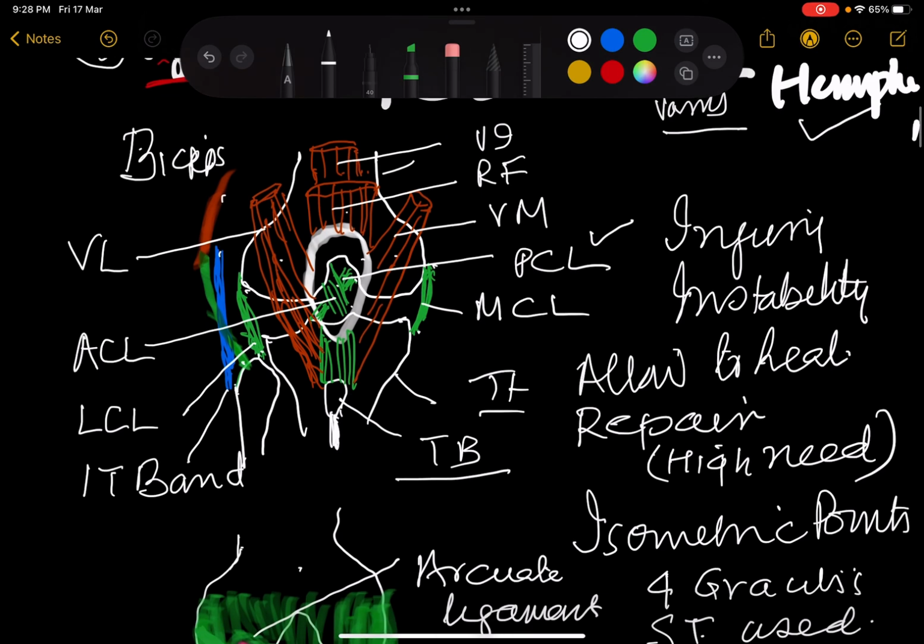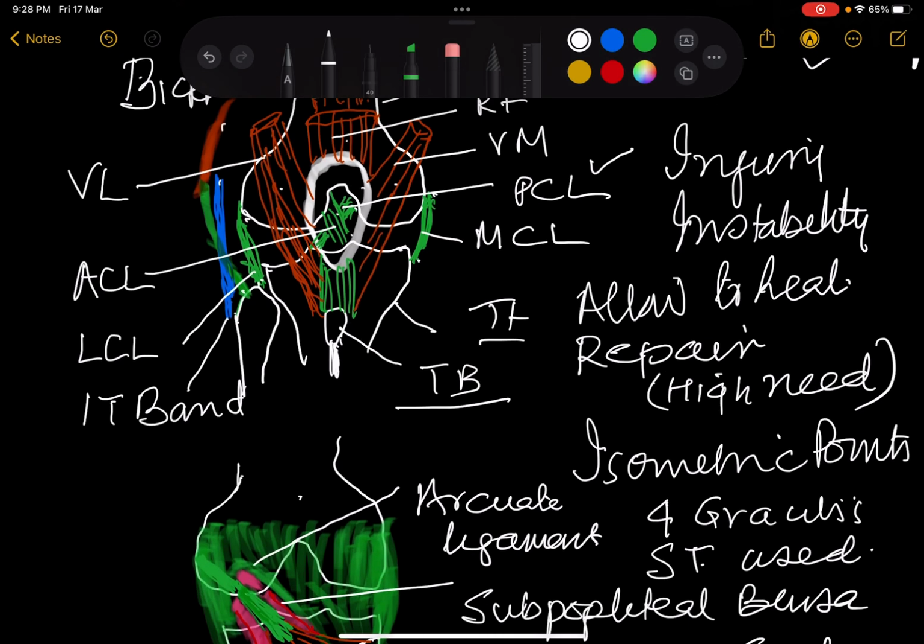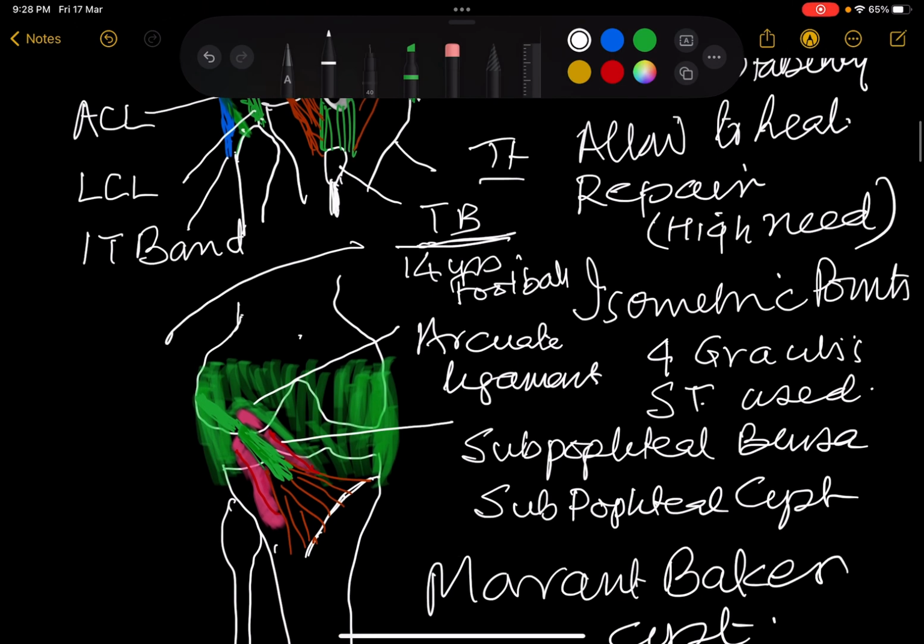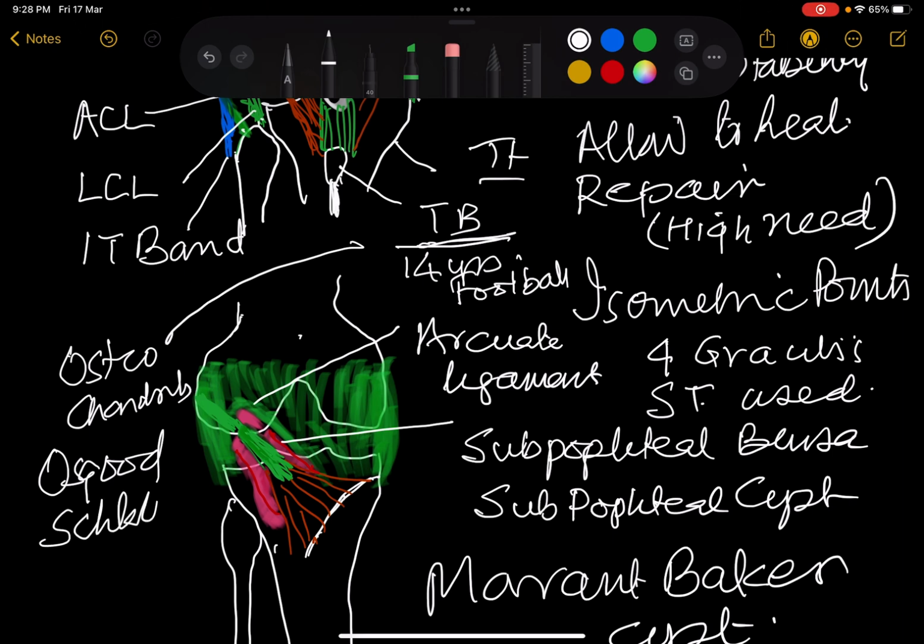The painful swollen tibial tuberosity is seen in 14-year-old boys who are playing football. It is basically an osteochondritis, and goes by the name of Osgood Schlatter's disease.